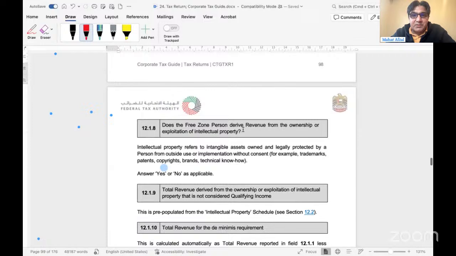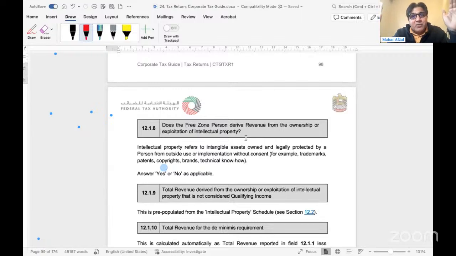Does the free zone person derive revenue from the ownership of intellectual property? There are two types of intellectual property, qualifying and non-qualifying. We need to look into the criteria. One is the qualifying intellectual property. Some income of the qualifying intellectual property will be qualifying income based upon the formula that we already discussed. Remaining will be non-qualifying income.